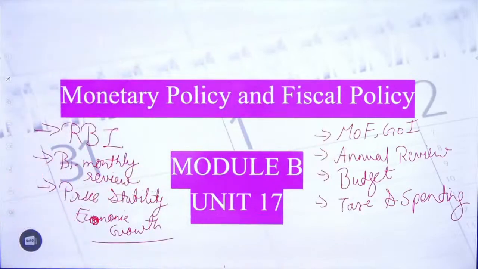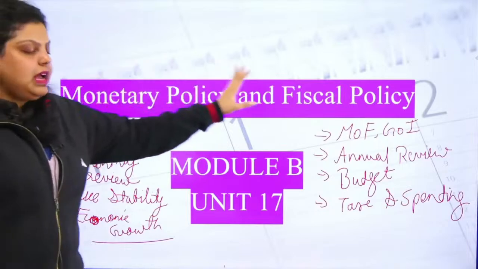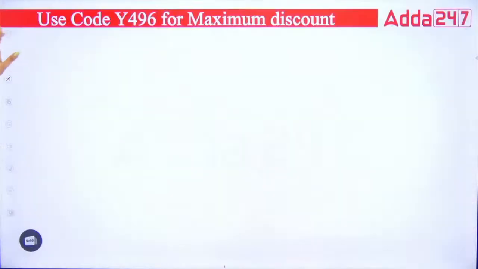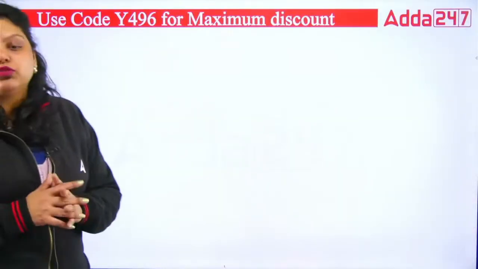Okay, so fiscal policy is simply a policy that will be formulated by Ministry of Finance under the Government of India, obviously. Annual review means the budget will come once in a year and that will be presented on 1st of February. So this is the monetary policy prepared by RBI. This is the fiscal policy prepared by Government of India. And on this topic, we have to discuss a certain number of questions. So let's start with the first question here.